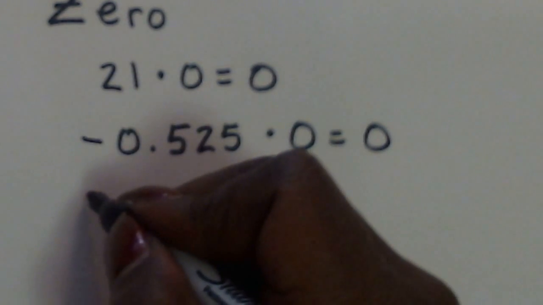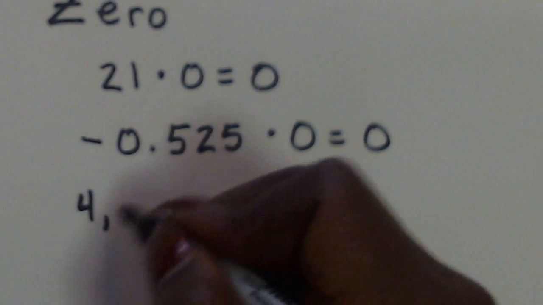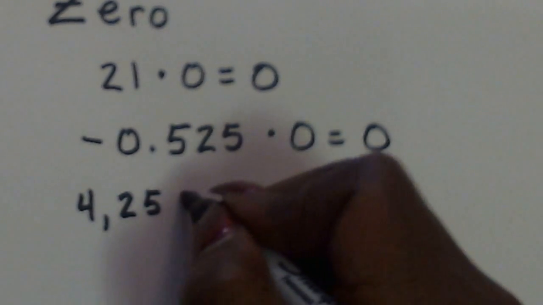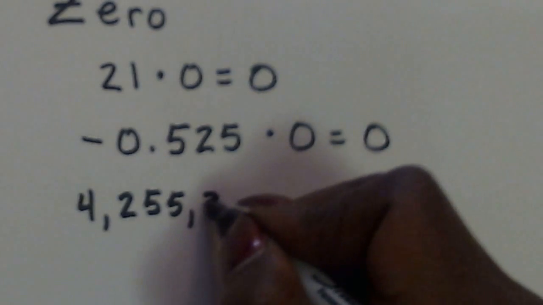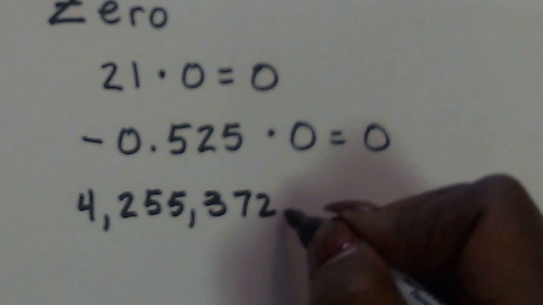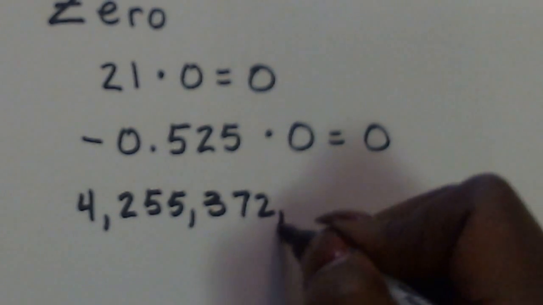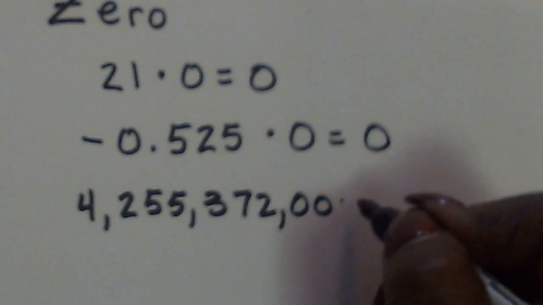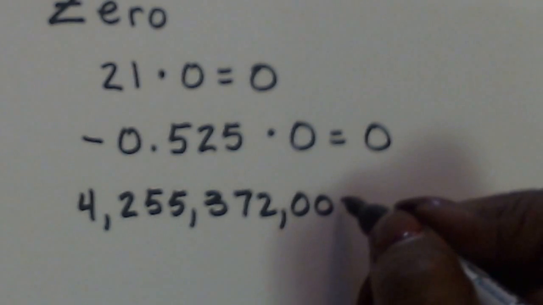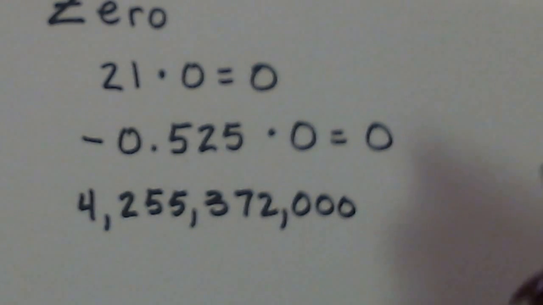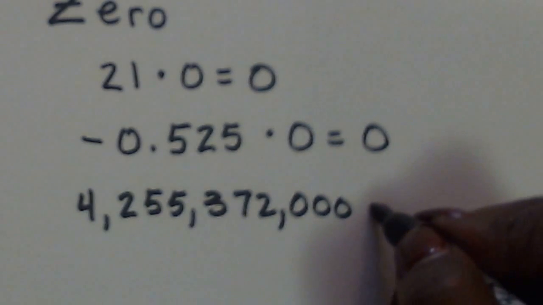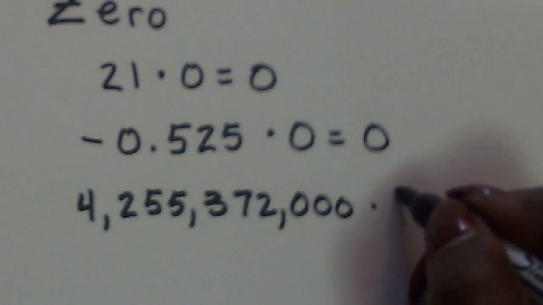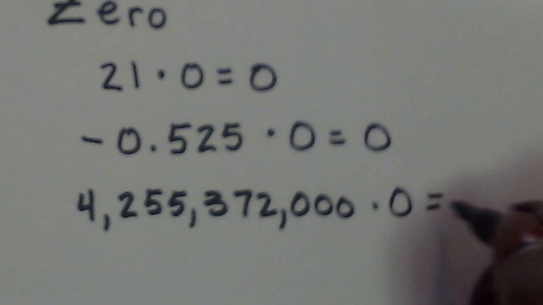If I had 4,255,372,000 and I multiplied it by 0, the answer would be 0.